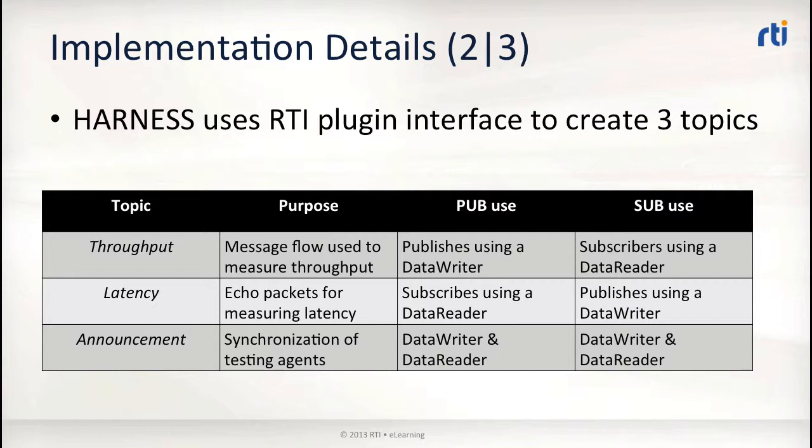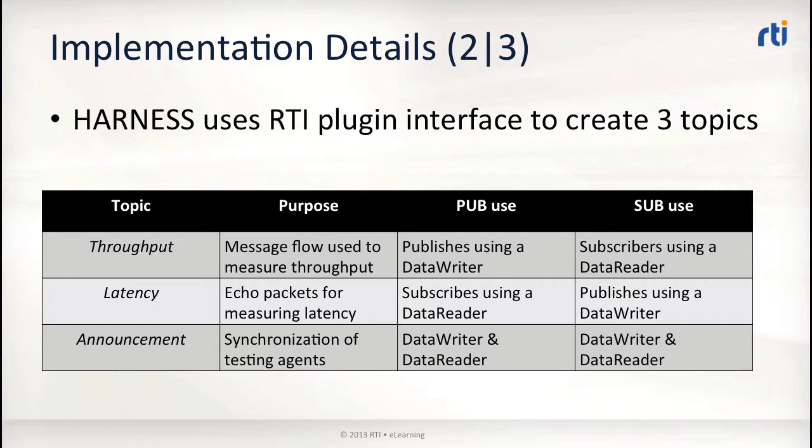The latency topic is used for the echo replies the subscriber sends back to the publisher after receiving a latency ping. Thus, the subscriber instance creates a data writer for this topic as it must send this latency data. Conversely, the publisher PerfTest instance receives the echo replies and thus creates a data reader for the topic.